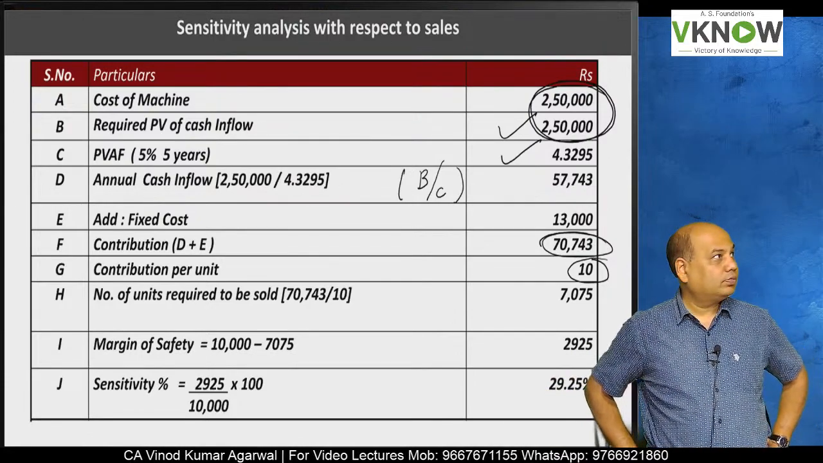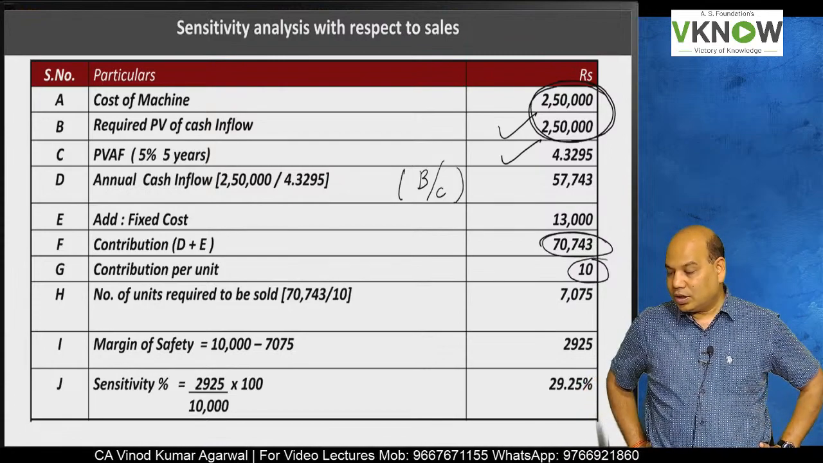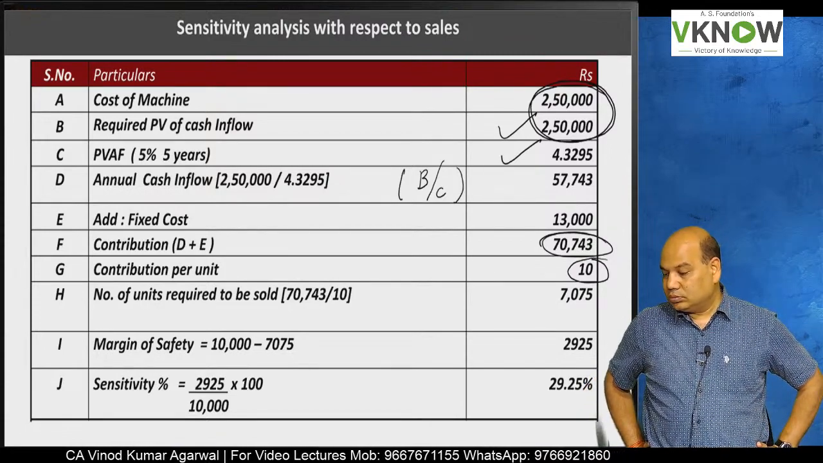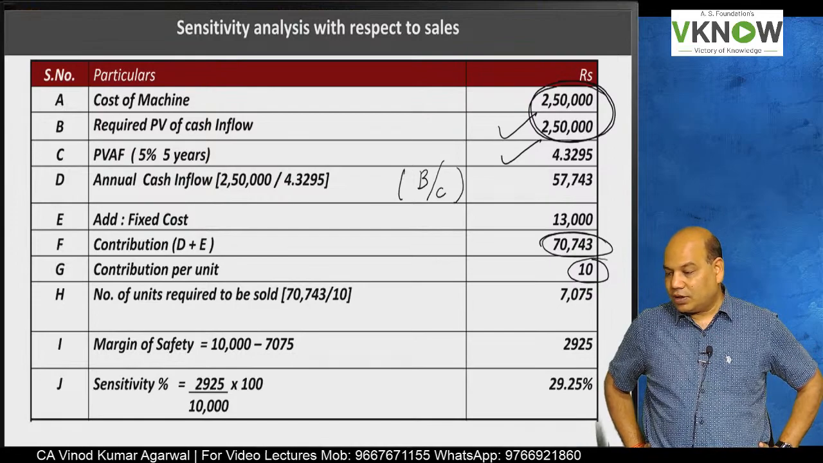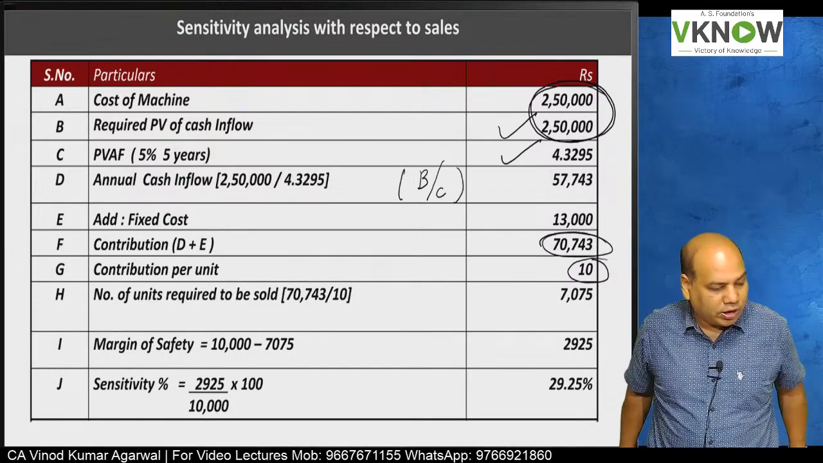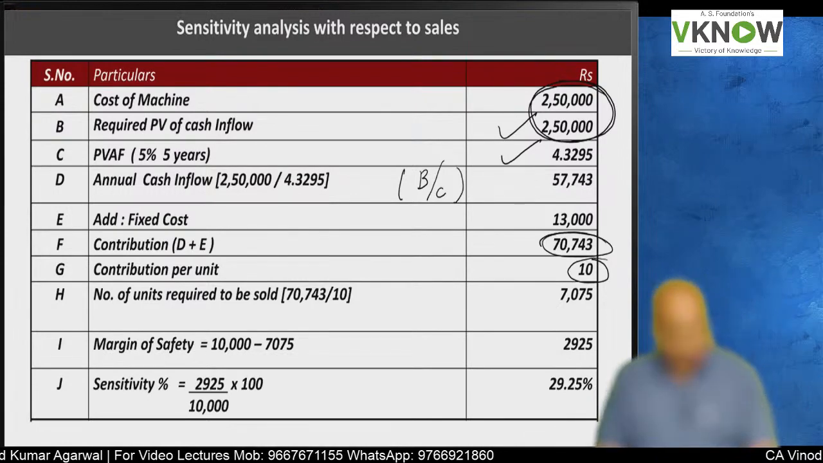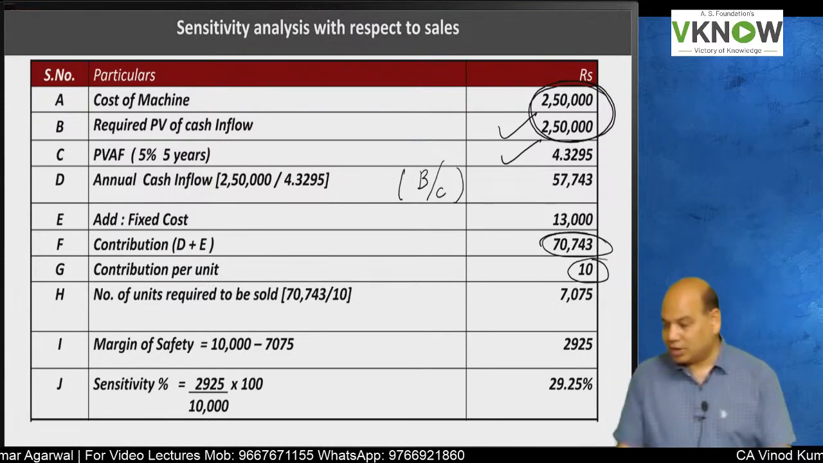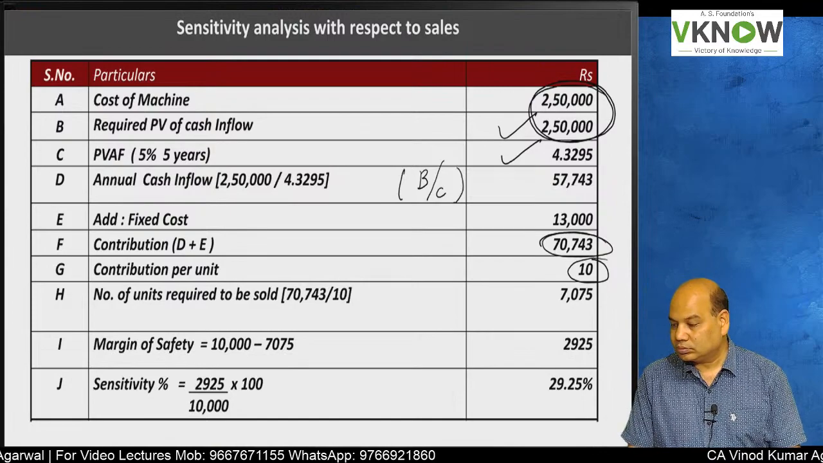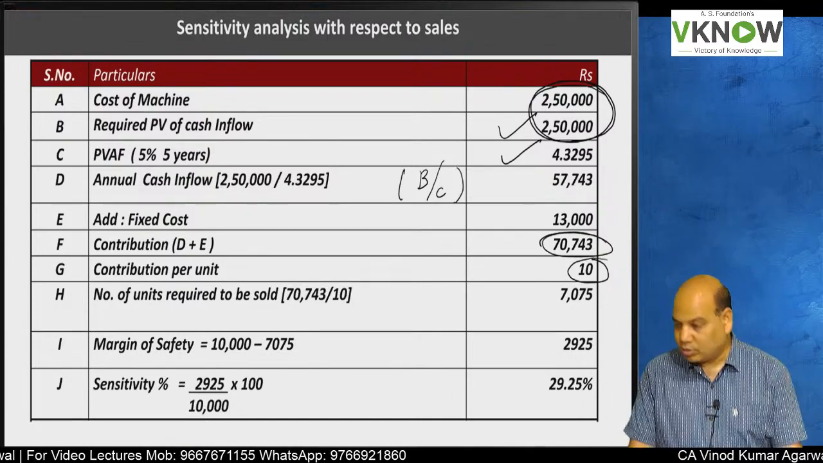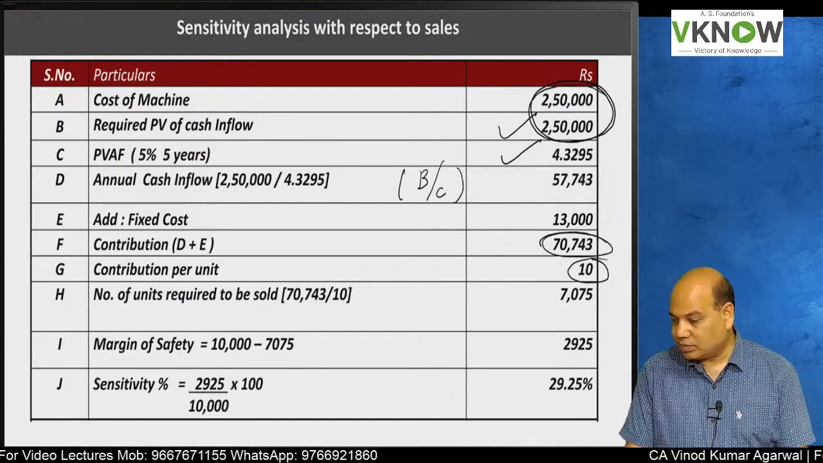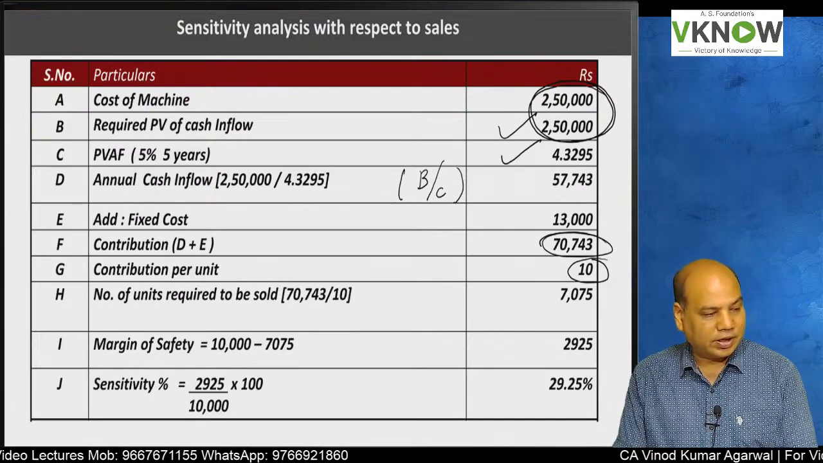Is it right now? Hello, is it right? Is 7075 right? Or did you get a shock? All intelligent students will be tested today. If you think you are intelligent, this chapter is for you. Sensitivity analysis.